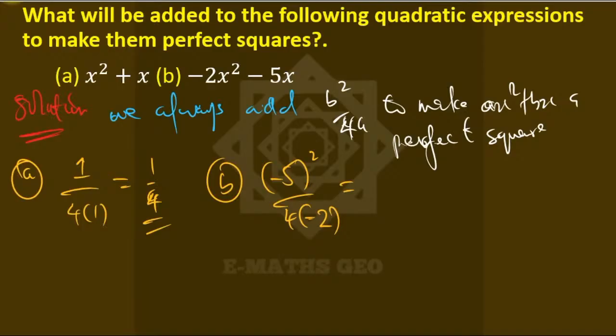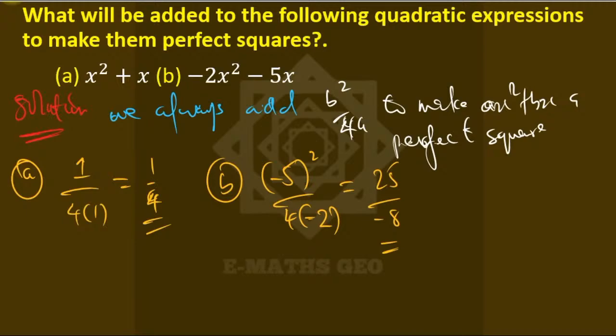So always add what? This is now 25 over minus 8. So that's what we add to it to make it a perfect square. You see, so we always add 25 over minus 8 to make that a perfect square.